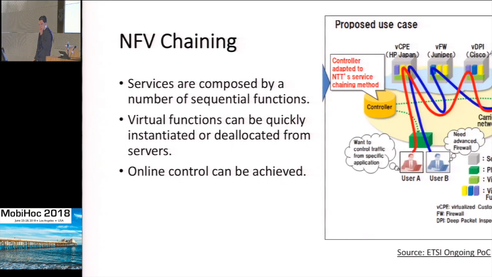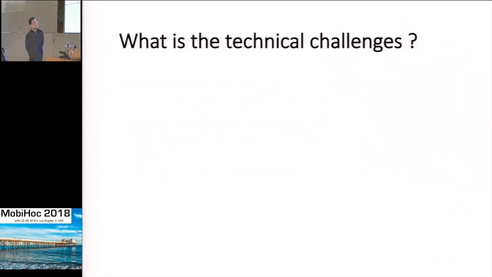So this is an example here. I have a user A whose path has to go to this customer premises equipment and then go to this deep packet inspection service before going out to the internet. On the other hand, user B's path has to go to this CPE and then a firewall and then deep packet inspection. But as long as we can instantiate this software on different servers online quickly, we can do it. We don't have to ask the engineers to go to the ISP to remove the hardware and put in new hardware there.